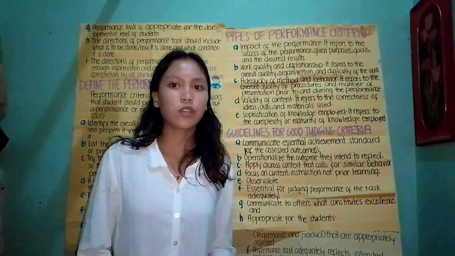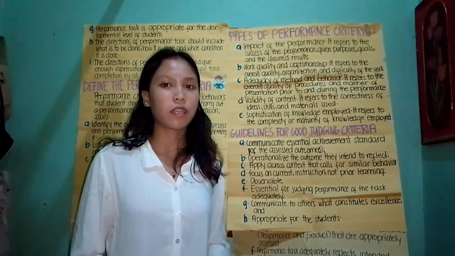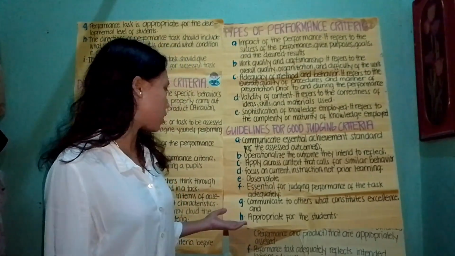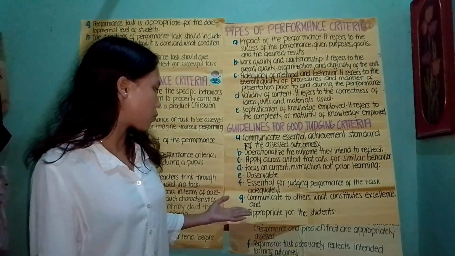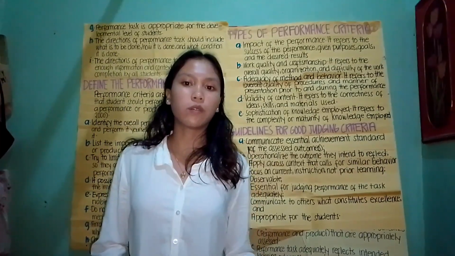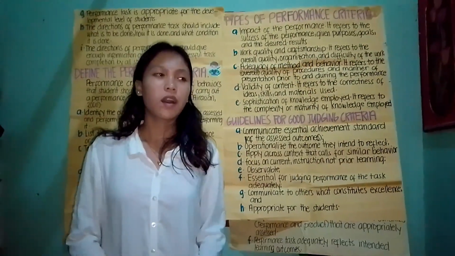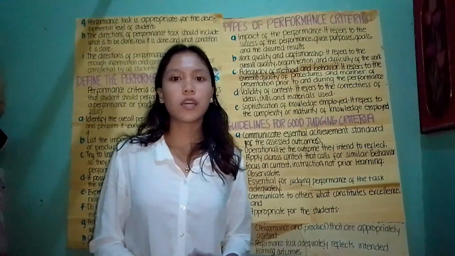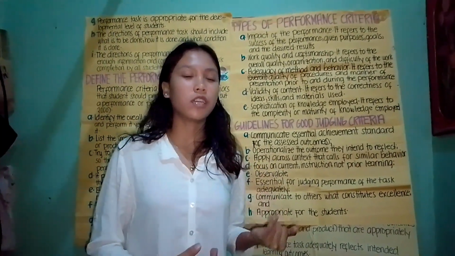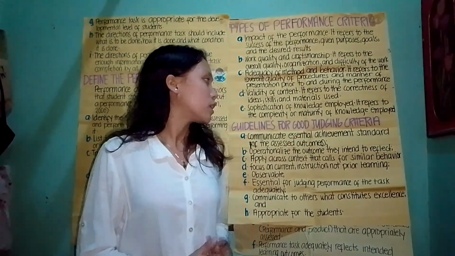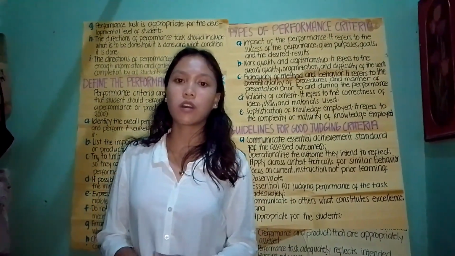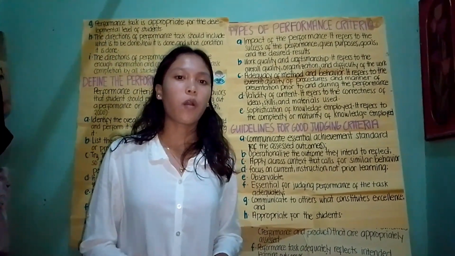So letter F is essential for judging performance of the task effectively. So the criteria should evaluate the important parts of the task. And letter G is communicate to others what constitutes excellence, and the last is appropriate for the student. So help others understand what great performance is. And the last one is make sure the criteria match the student's age, ability, and learning level. So that's all, class. Do you have questions or clarification, class? Okay, very good.